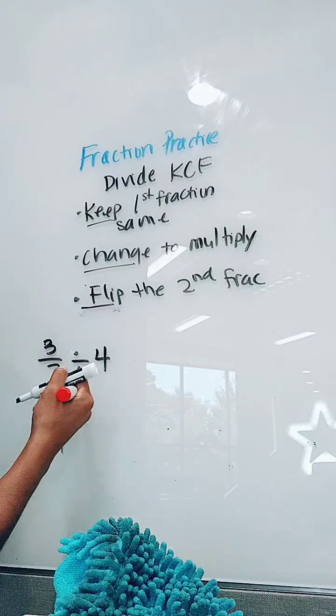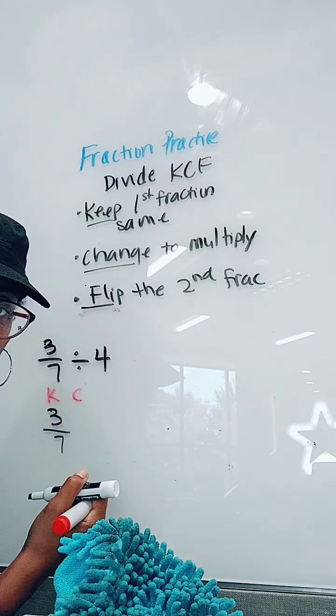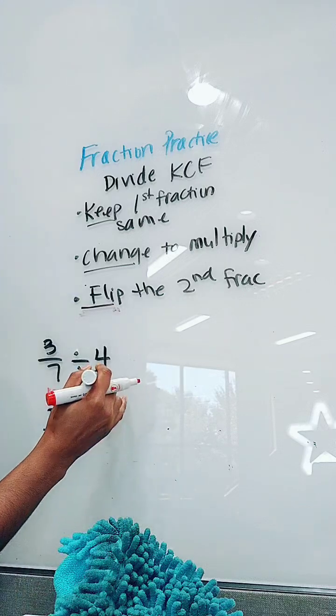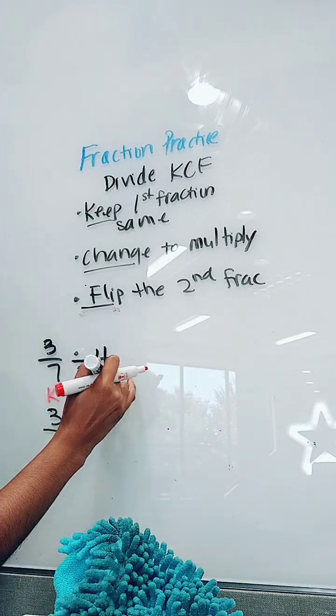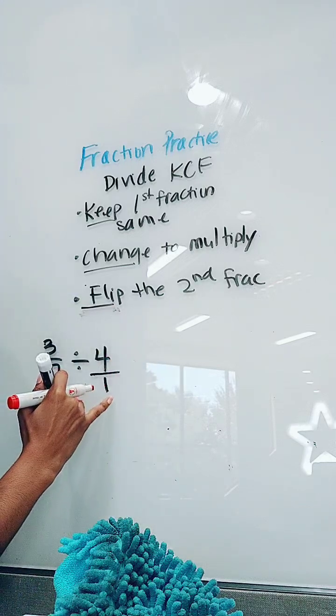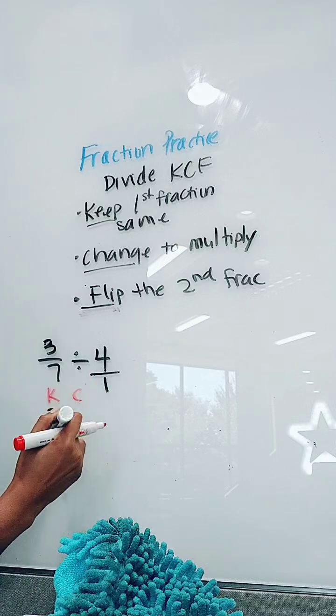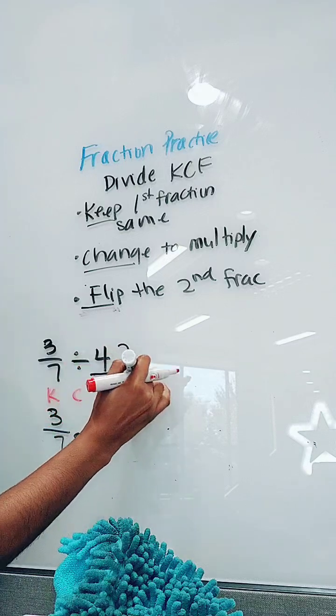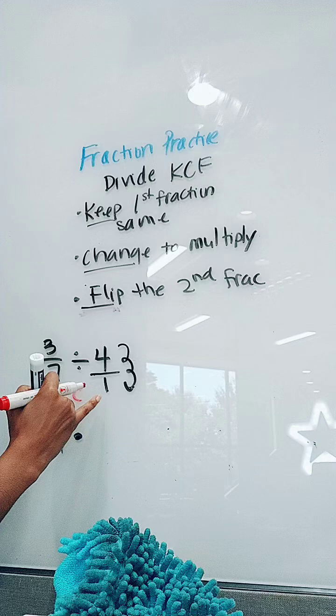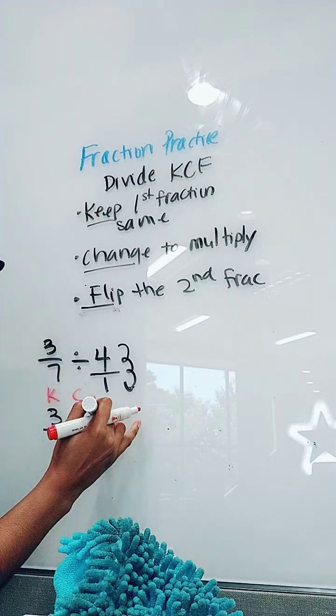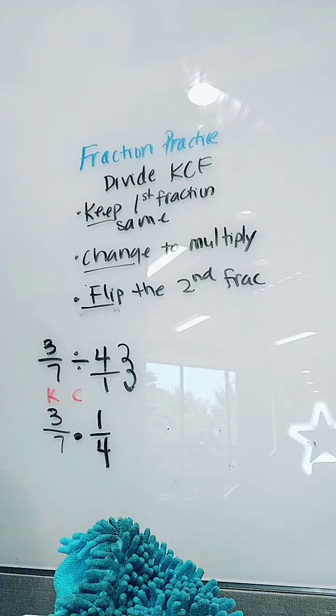This is going to change. Put a 1 underneath it. Absolutely correct. So underneath every whole number is a 1. Very good. So I'm going to change this to multiplication. And then remember, this does a somersault and flips. Instead of being 4 over 1, it then becomes 1 over 4.